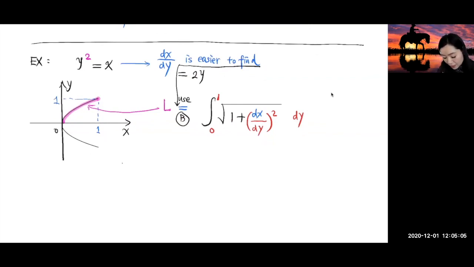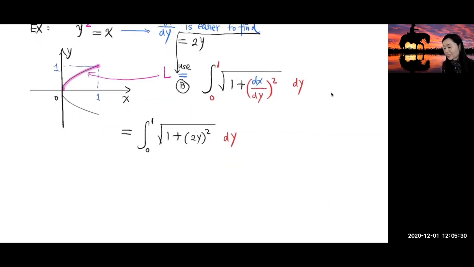So that's equal to the square root. Okay, now we have dy outside. This is going to be the integral of the square root of 1 plus (2y) squared dy, with y going from 0 to 1. So it looks like a very simple integral.